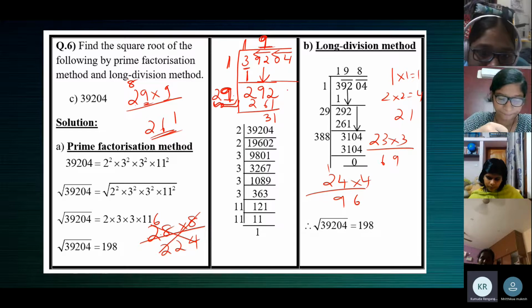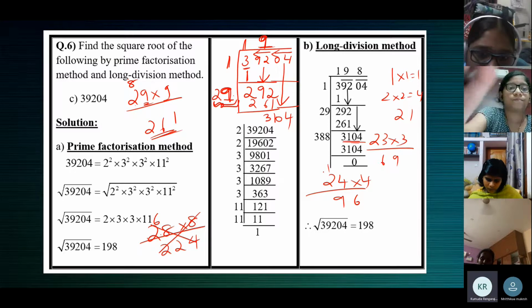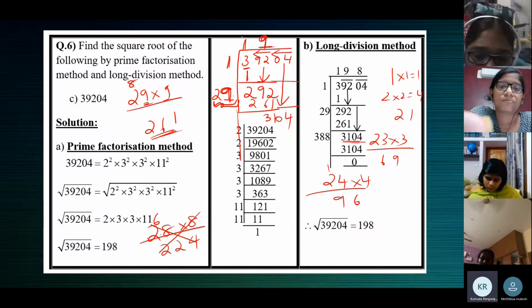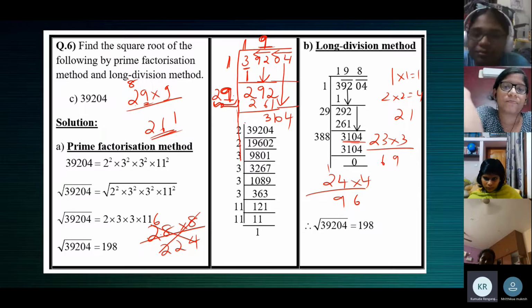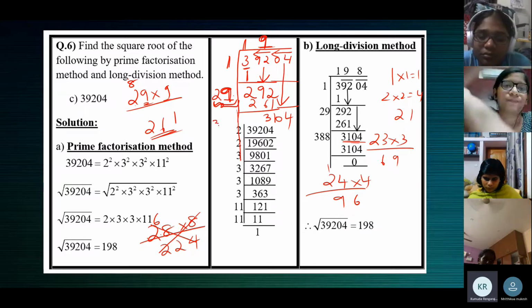Then bring the next pair down. 04 is the next pair. Bring it down. Now double the quotient. What's the quotient? 19. Double it, into 2, is 38. Don't write it close to the margin. Write it like this.